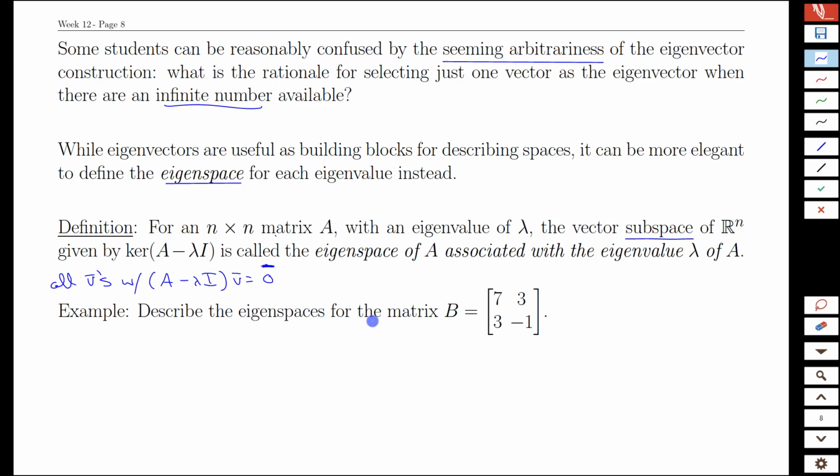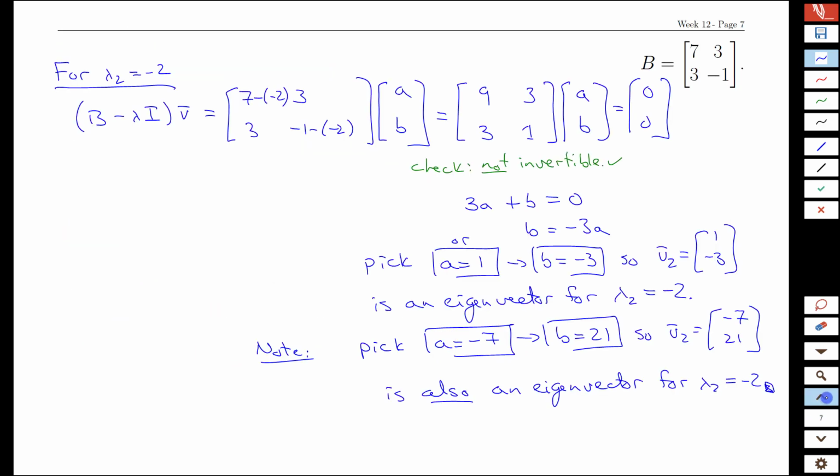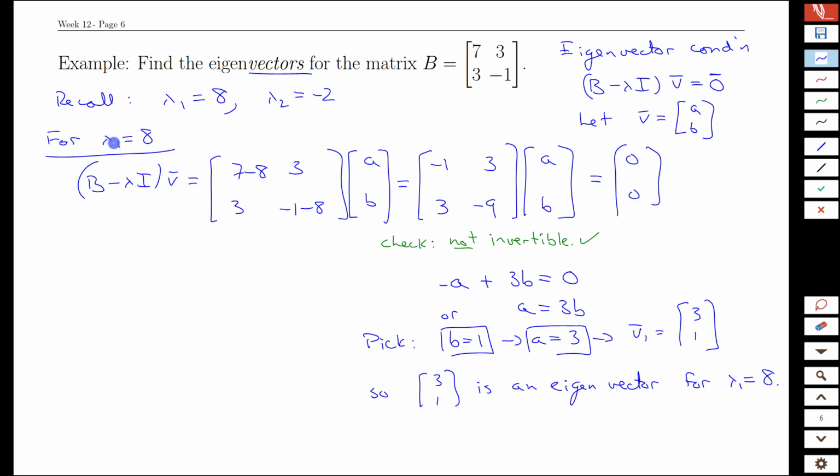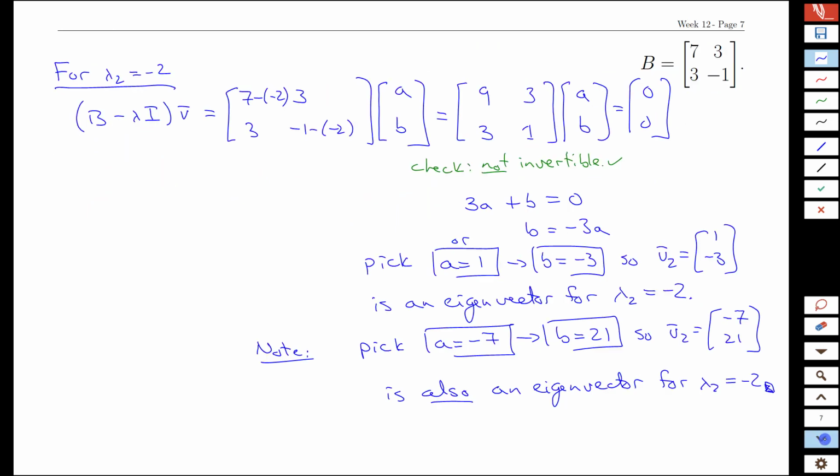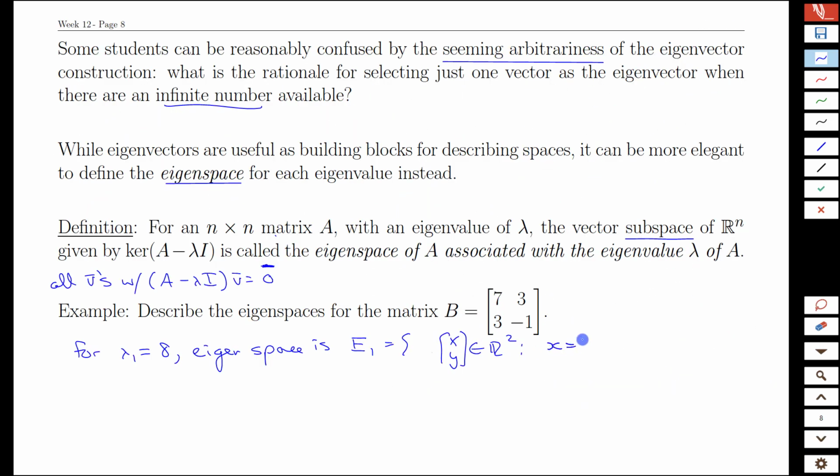So how does that look different? Well, for the matrix B we just saw a second ago, for lambda 1 equals 8, we would say that the eigenspace, let's call it E1, is a set of x and y's in R2, actually, let's put them vertically here, such that, well, we actually had a restriction. Let's just go back a couple of pages here. For lambda 1 equals 8, we had that a equals 3b, or that x equals 3y.